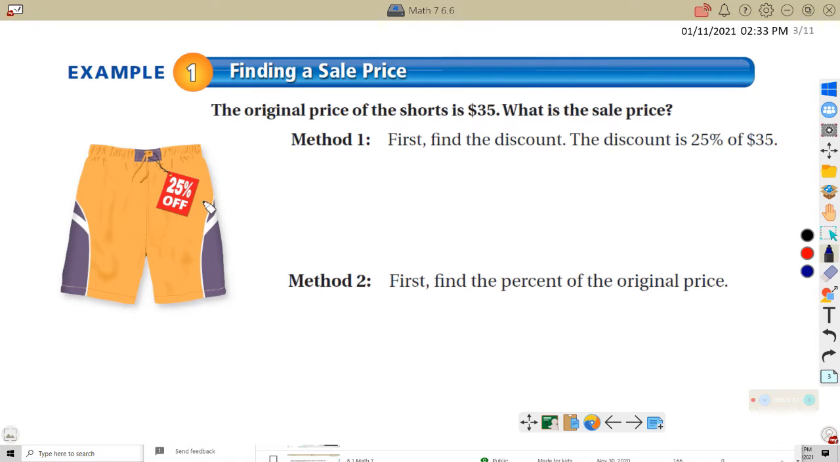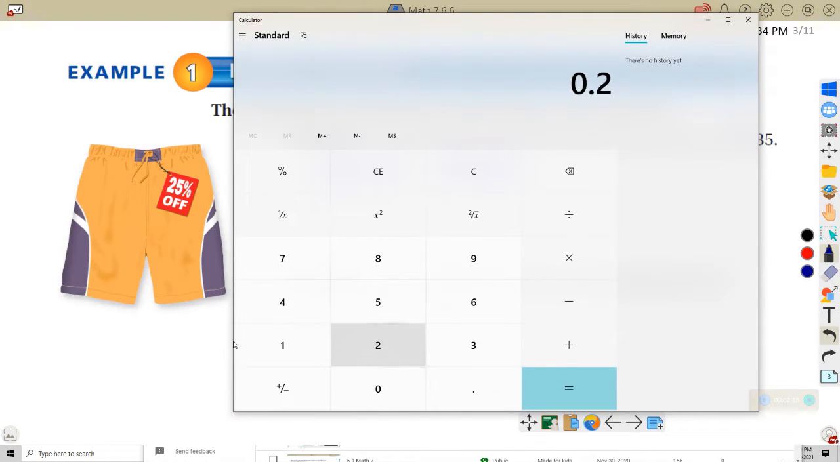So if it's 25% off, that's 25% off of 35. So see, again, this clue here, this "of" 35 means times, right? So 0.25, this is the discount. Discount is 0.25, and we multiply that by 35, right? Multiplying. Okay, so 0.25 times 35 equals $8.75.